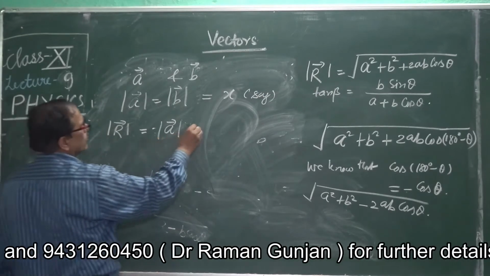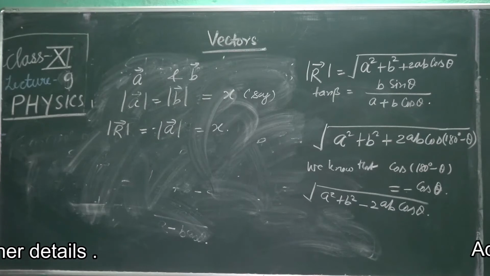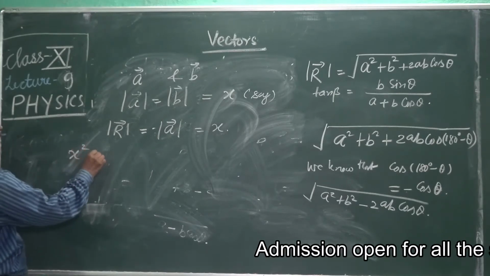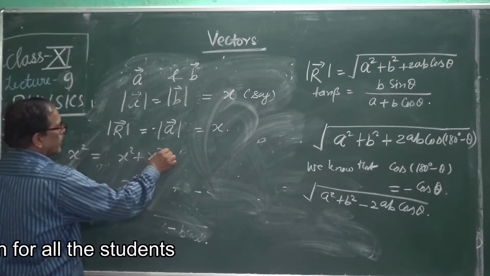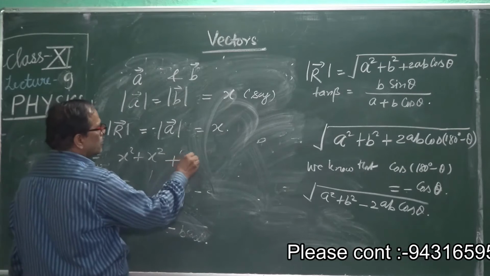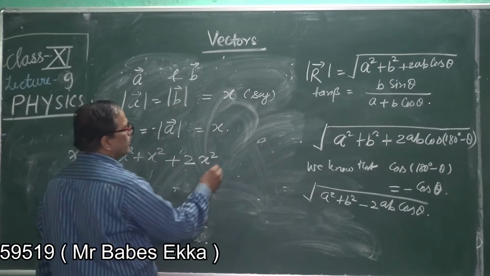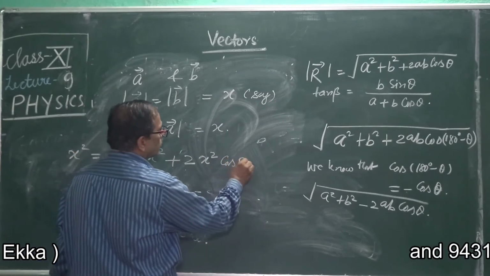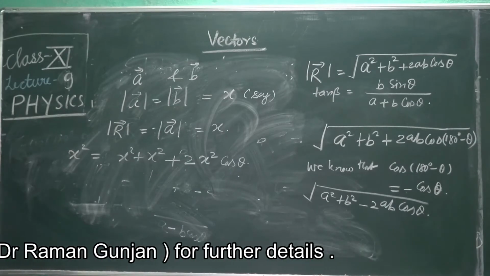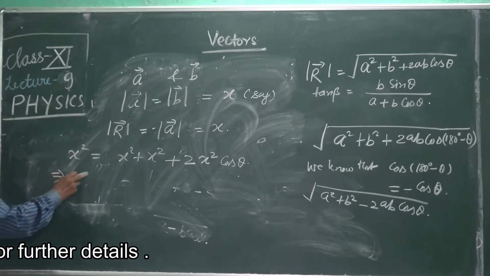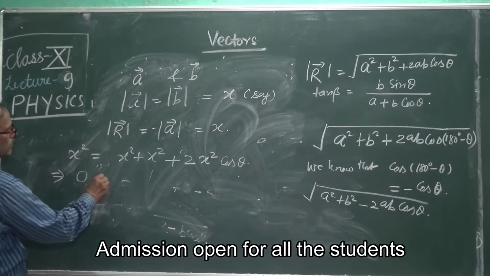So R is also x. Use the formula. So R square is x square plus x square plus twice x into x square cos theta. From here x square cancel, so you get 0.